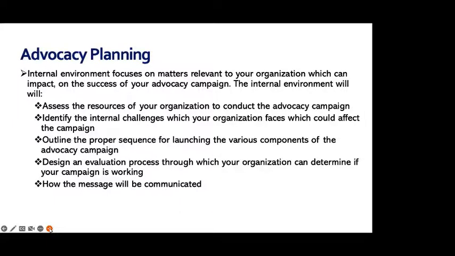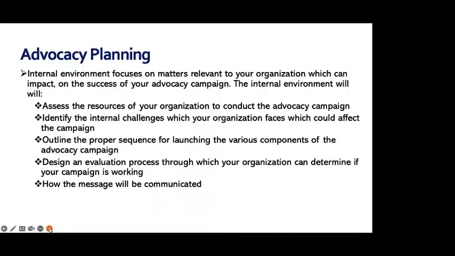Now let's look at the internal environment, which focuses on matters that are within the purview of the organization. These are things that you can undo. These are things that you have power to change, to control, and to tweak as you like. That is what the internal environment refers to, and it can impact the success of your advocacy campaign. So you must do it right for your advocacy to be very effective and to yield the desired results.